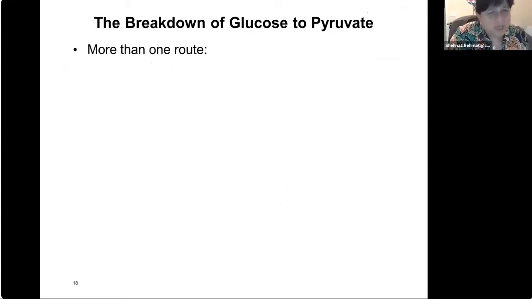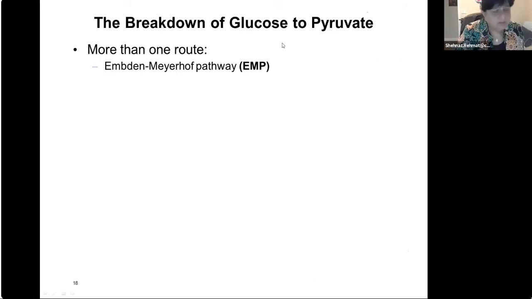Okay, so let's go ahead and say, studying glycolysis, is there only one way to break down glucose and convert it into pyruvate? No, that's not true. There are more than one route for glycolysis, and we'll look at the alternate routes today. Of course, the main one that you have studied and you know very well is the Embden-Meyerhof pathway. We call it the EMP pathway. And of course, the second one is the hexose monophosphate pathway, abbreviated as HMP.